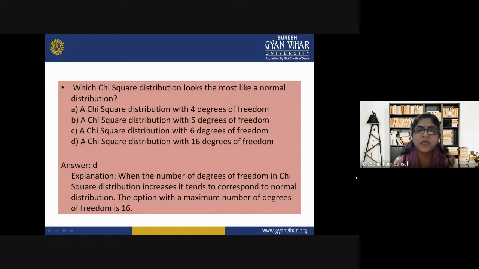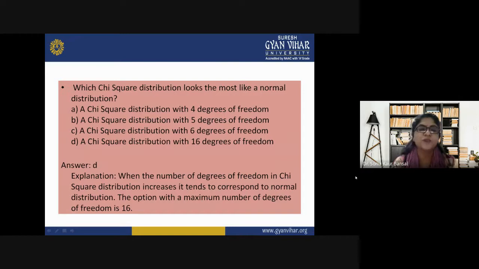Now, next question. Which chi-square distribution looks the most like a normal distribution? A, chi-square distribution with 4 degrees of freedom. B, chi-square distribution with 5 degrees of freedom. C, a chi-square distribution with 6 degrees of freedom. D, a chi-square distribution with 16 degrees of freedom.